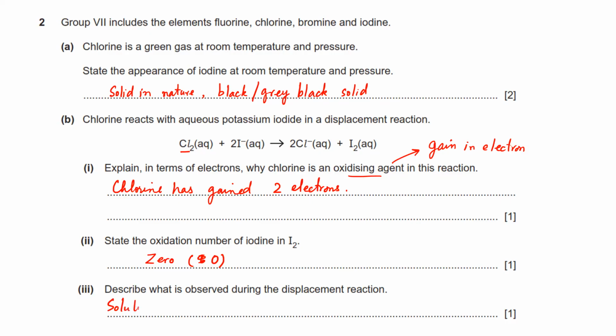The solution color changes from colorless to brown. Orange, you can also call it orange. That is because of the iodine over there.